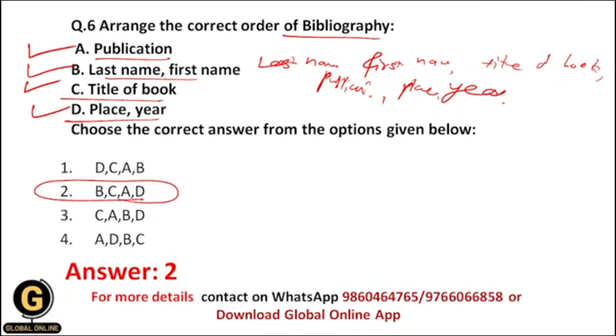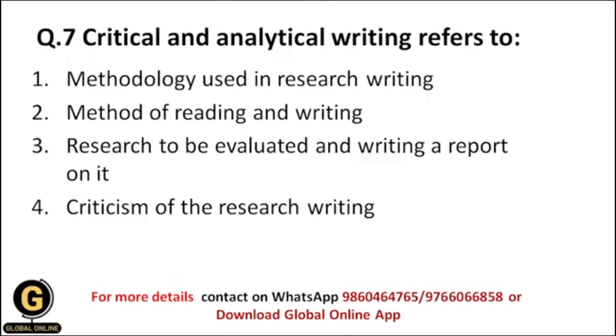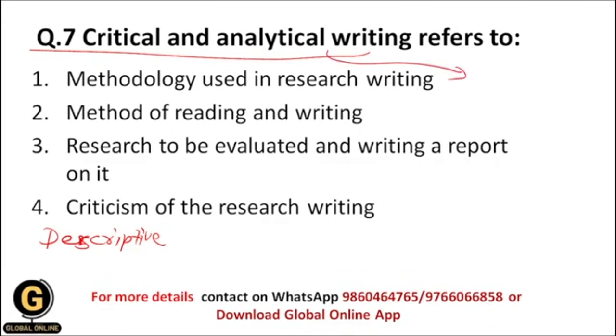Okay, next is: critical and analytical writing refers to. Now what is the meaning of critical and analytical writing? So students, in research report writing there are 2 types of writing. The first one is descriptive writing, and the second one is critical or analytical writing. Basically the meanings of critical and analytical writing are similar. So here we will now understand exactly what is meant by critical and analytical writing.